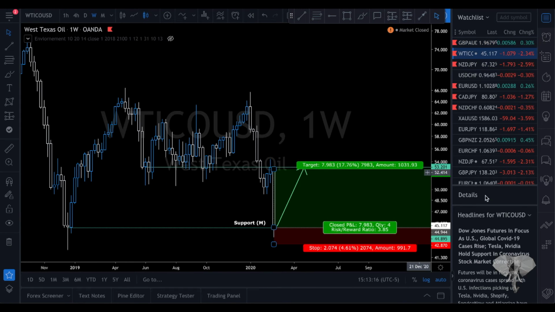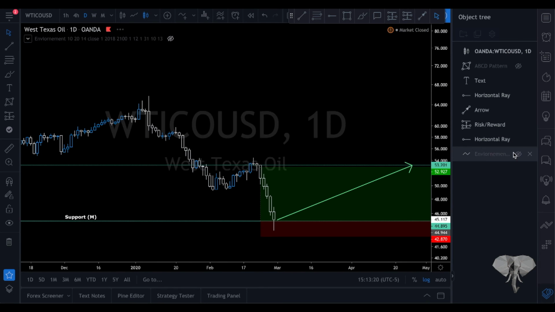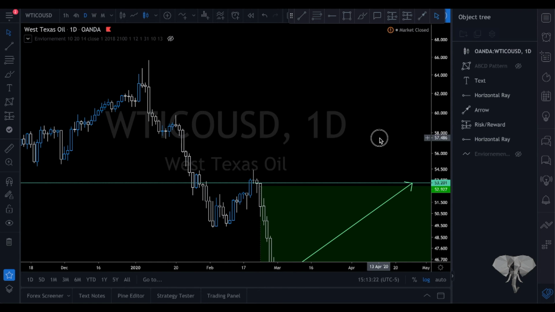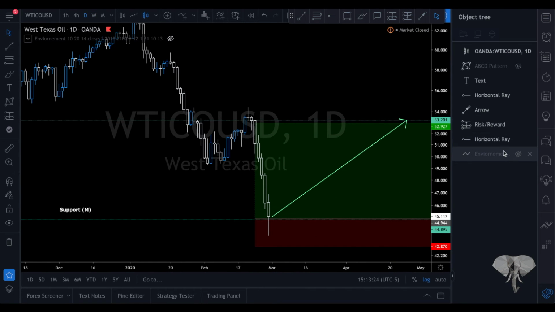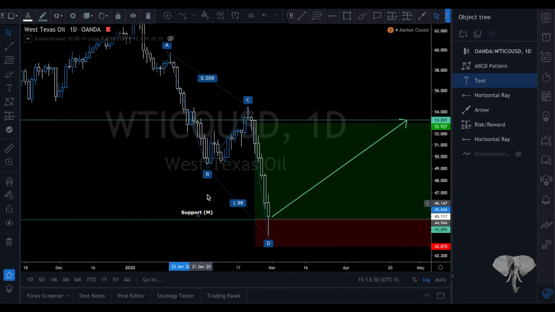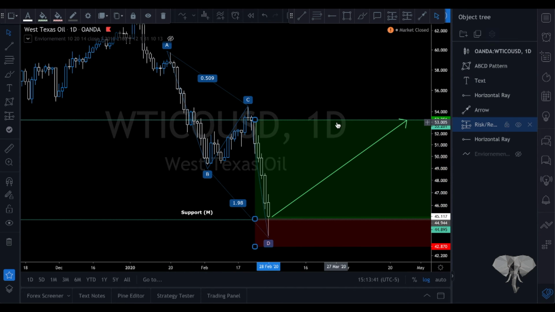Real quick on oil. If we go down to the daily time frame, I forgot to mention this, we do have another pattern that had formed in conjunction with everything that occurred here, as in we closed above this monthly support level and this M pattern formation. Because of this ABCD pattern, we have another piece of evidence for us to go towards this neckline.